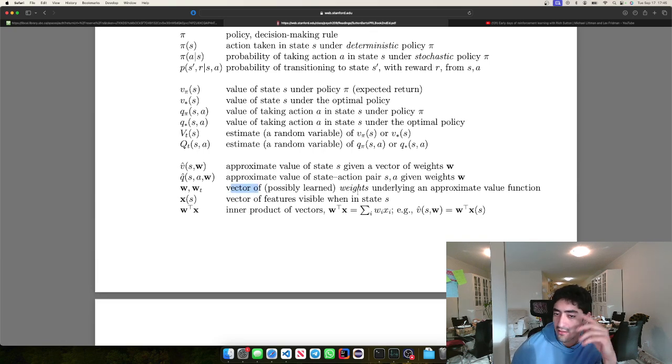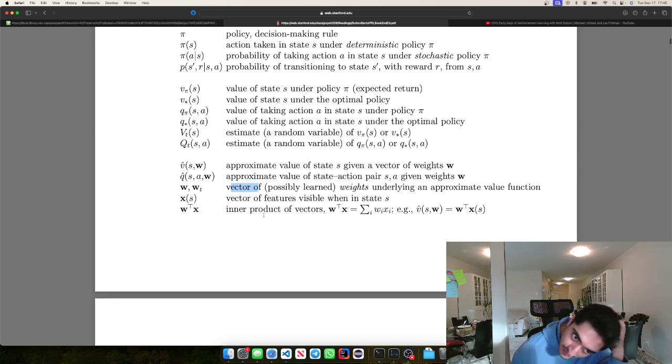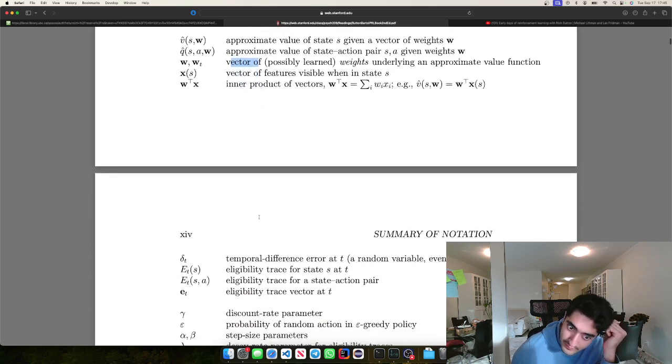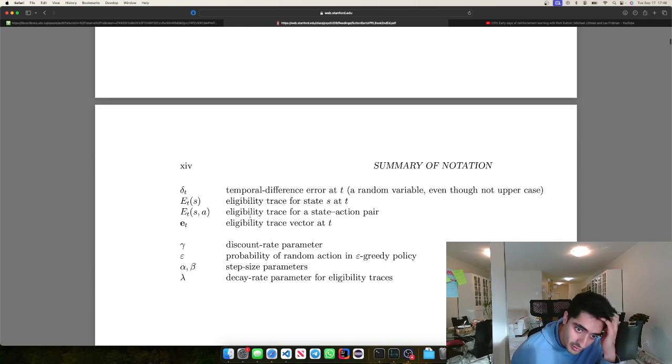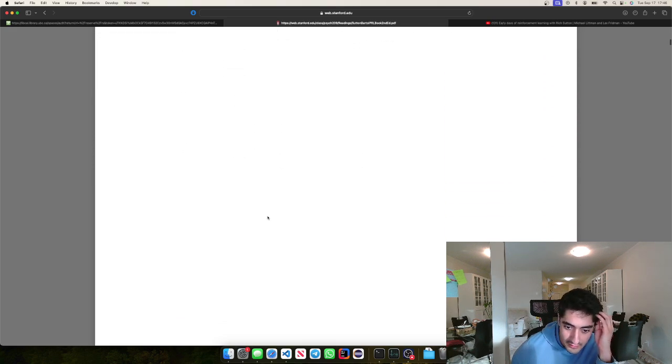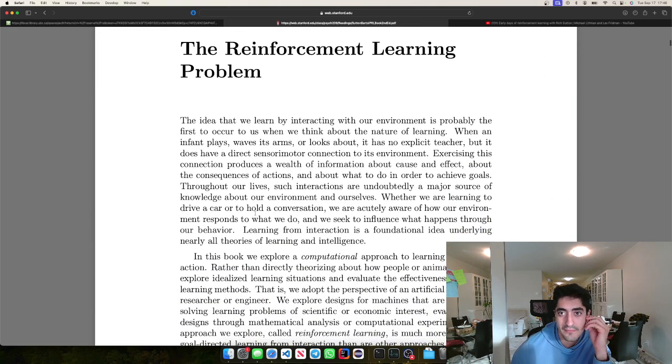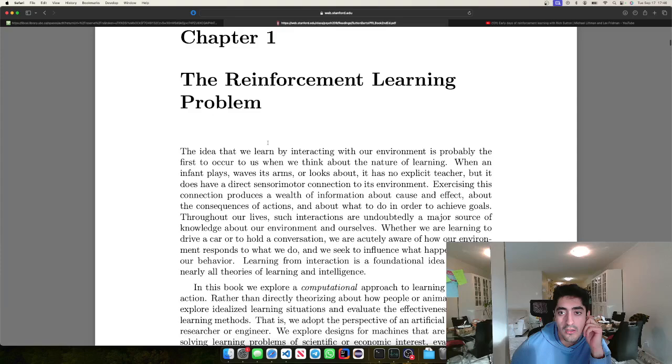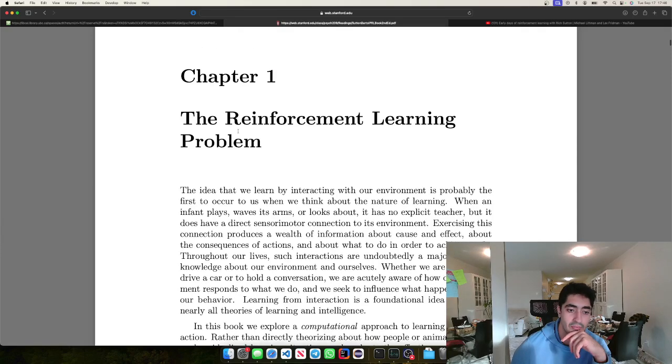Vector of possibly learned weights underlying an approximate value function. Vector of features visible when in a state s. Inner product of vectors. Temporal difference error at t. There's all of that. Alright. Okay. The reinforcement learning problem.